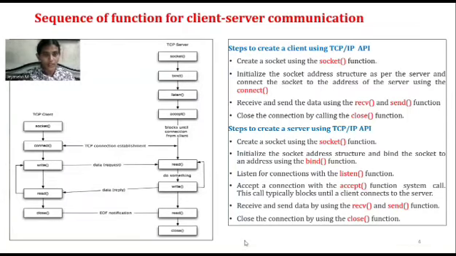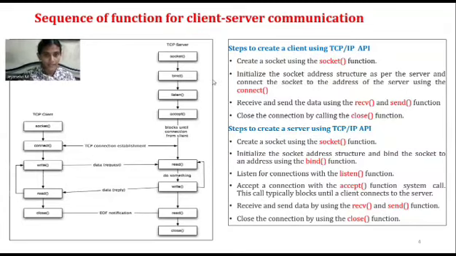Next, we will look at the functions for client-server communication. In both the TCP client and the TCP server, we are using the socket function. The use of the socket function is to create a socket. The next function is the connect function. This connect function is used by the client to connect with the server. The bind function is used by the TCP server. Using the bind function, the server will bind the IP address as well as the specific port number, as well as any specific services to be bound.